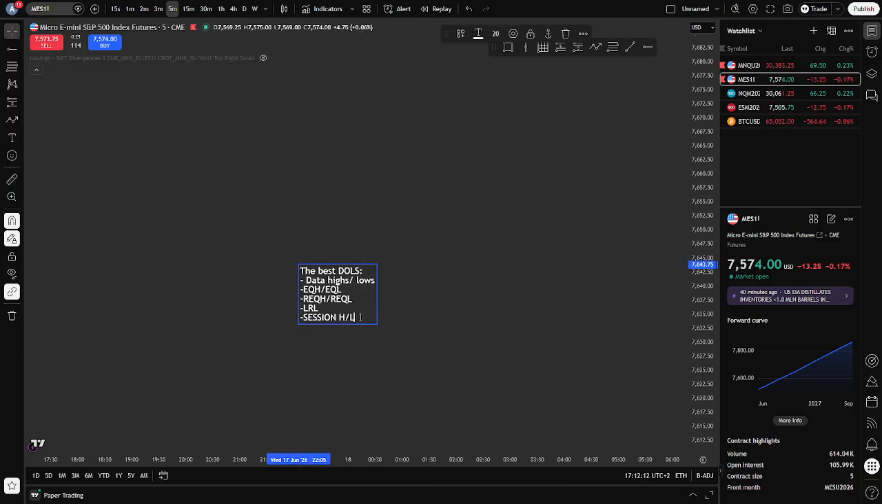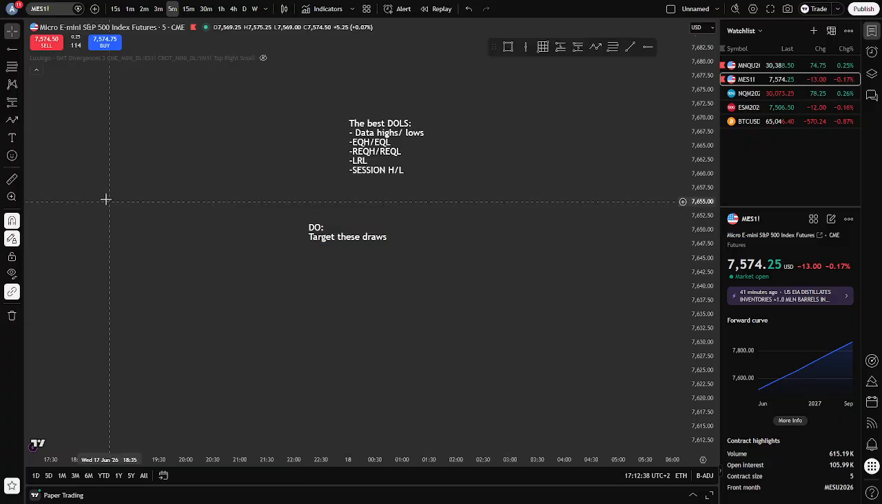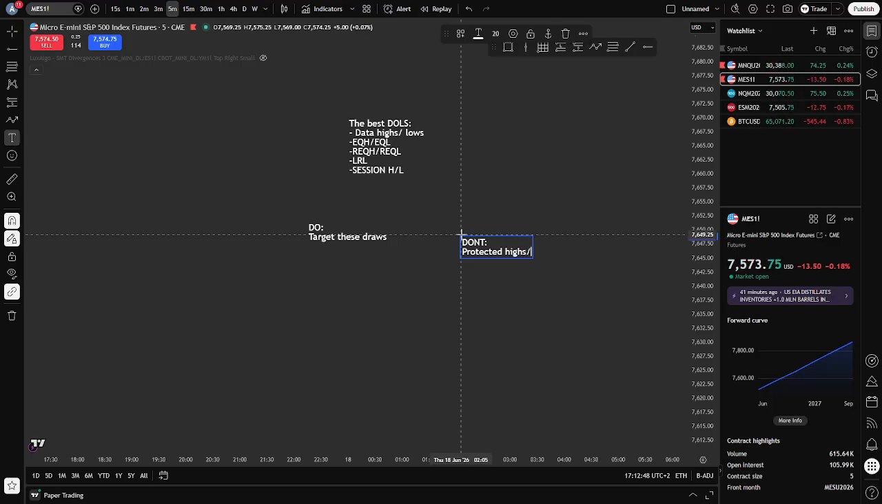So session highs and lows are basically just the ICT kill zones' highs and lows, and those are the best draws on liquidity. Now, one thing I would like to add overall: you should be targeting these draws on liquidity, but you shouldn't be targeting protected highs and lows.